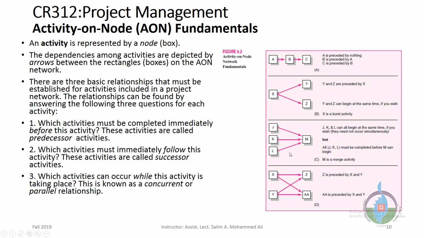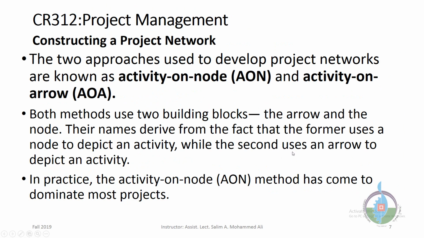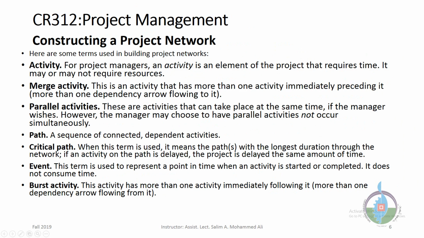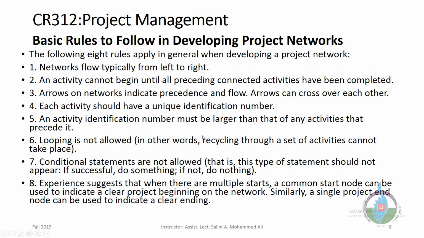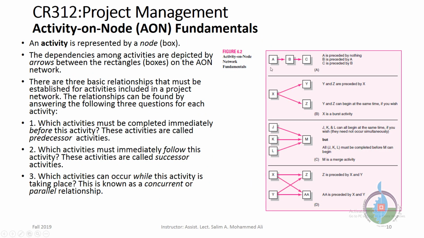Let's go back to our types of activities. We said that we have merge activity, parallel activity, and burst activity. Here, X is considered a burst activity. Why? Because there are two arrows coming from it and going to activities Y and Z. While M is considered a merge activity because there are three activities flowing to it.